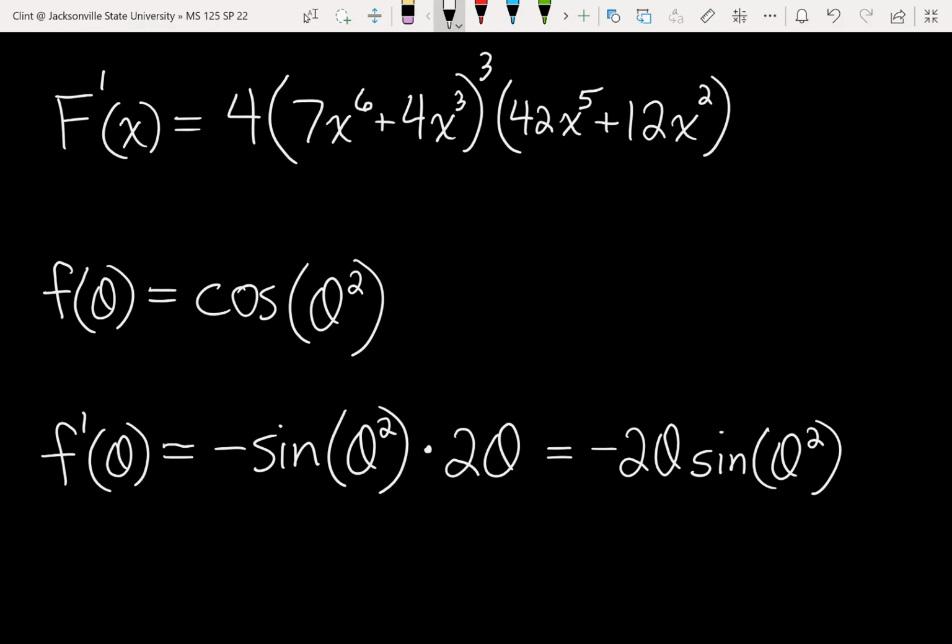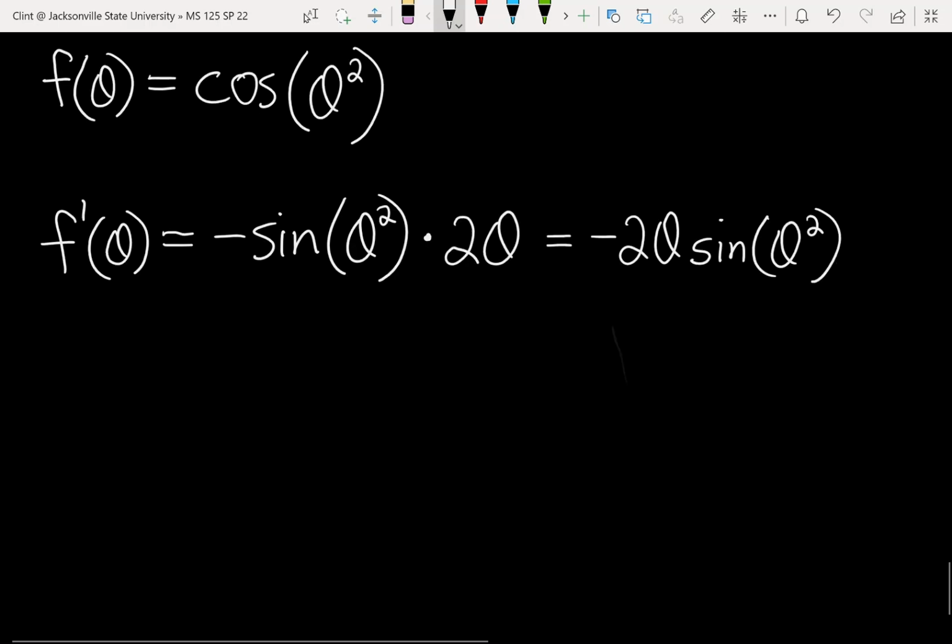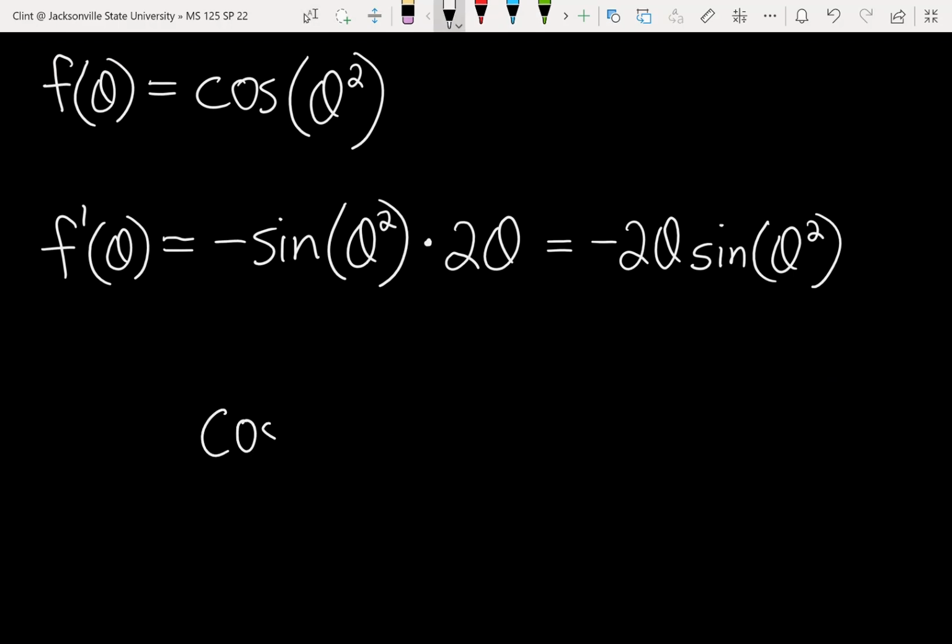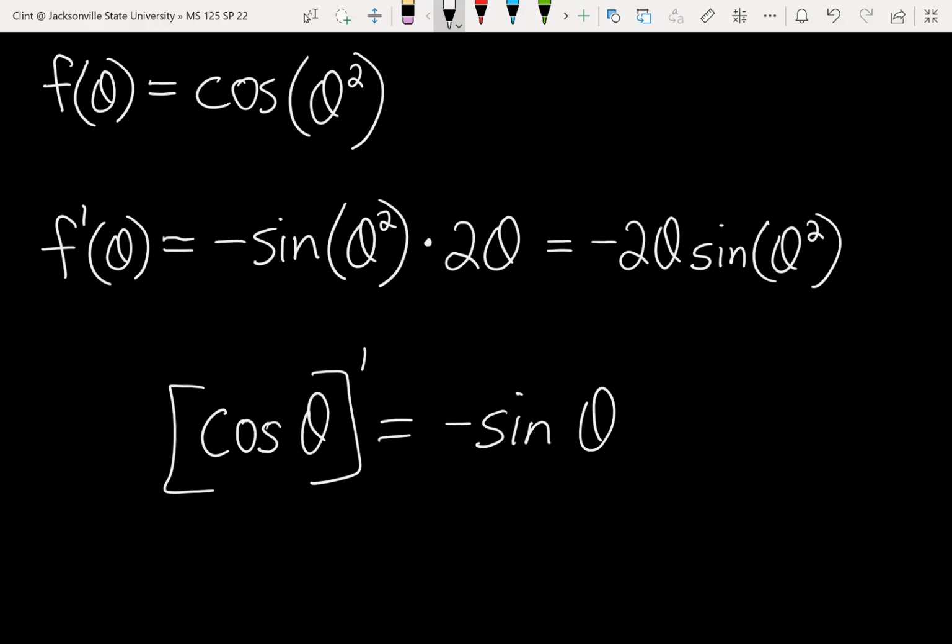What if it was just theta, not theta squared? Then, yeah, if we had cosine of theta, then you treat it just like an x, so it'd just be negative sine theta. It'd be just like if it was cosine of x, it's just negative sine of x.